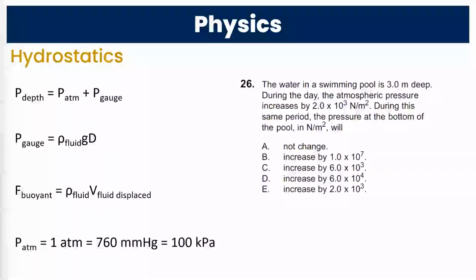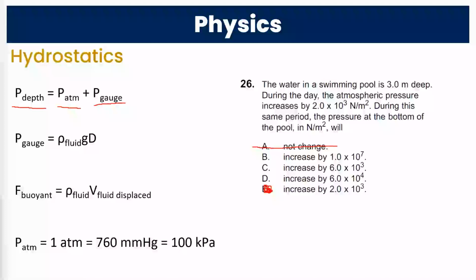No. That's the trap. Because what is the pressure at a certain depth? It's the gauge pressure, which you're probably thinking about, plus the atmospheric pressure. So the pressure will change, and by how much is it going to change? 2 times 10 to the third. It's just going to go up by the same amount. There's nothing to calculate here.